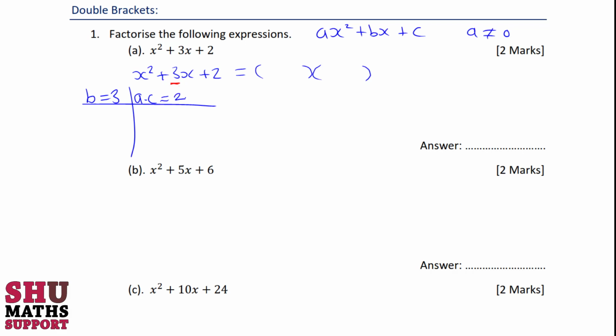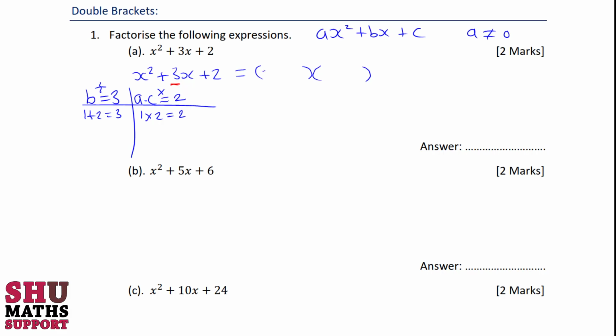And then what we want to find is 2 values that add together to make the value of b, and the same 2 values need to times together to make the value of a times c. So with this example, it's quite easy. We can notice that 1 plus 2 would equal 3, which is what our b value is, and that 1 times 2 is equal to 2, which is what our a times c value is. So this would mean that 1 and 2 are the 2 values we need. And then what we do with these is we place them inside the brackets to say that x plus 1 times x plus 2 is the factorized version of x squared plus 3x plus 2.